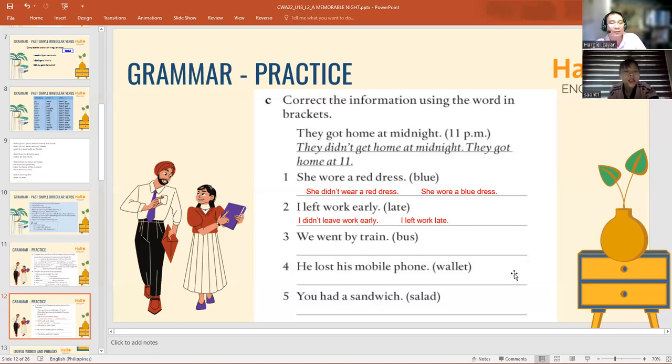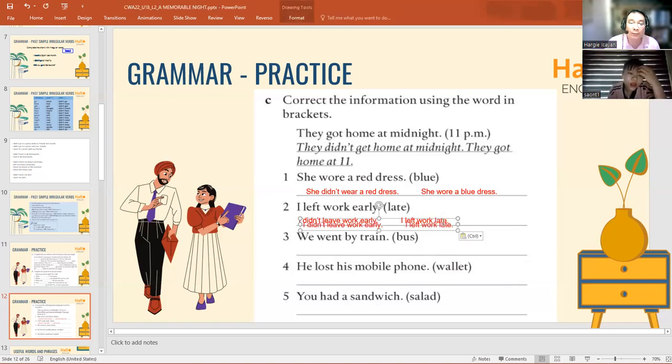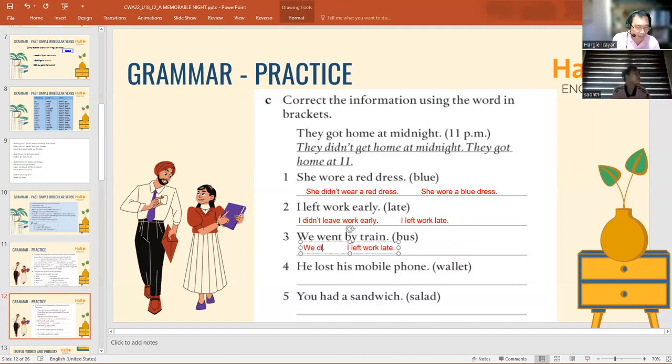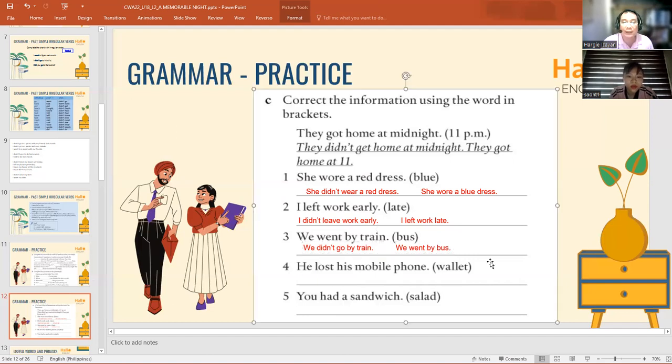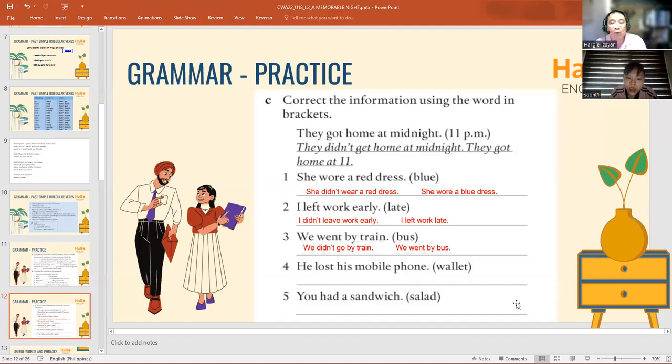Next, we went by train. We didn't go by train. We went by bus. We didn't go by train, we went by bus. That's correct.